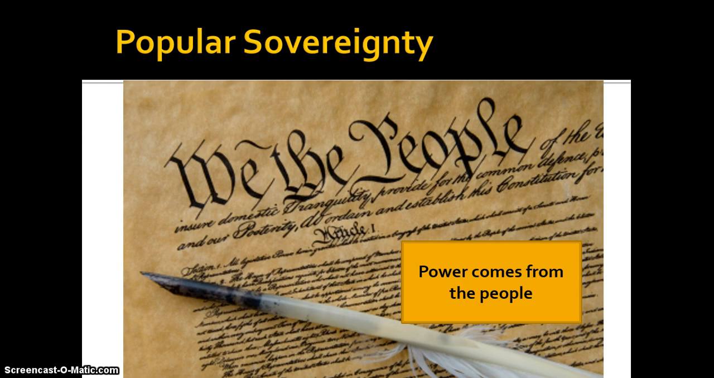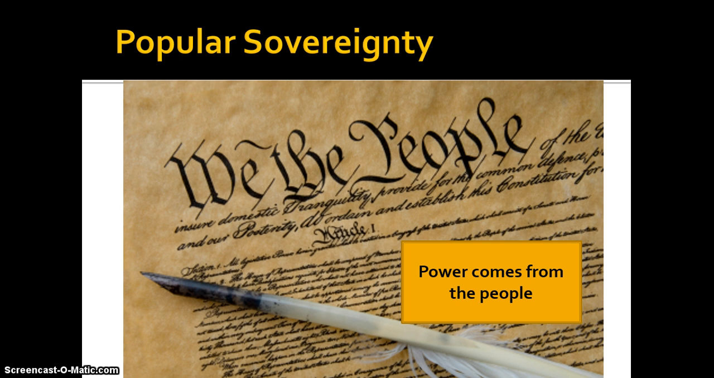Popular sovereignty. Popular sovereignty means power comes from the people. And this is important with the Founding Fathers, so that government power has to come from the people. This means that the people, by abiding by the laws in the Constitution of the United States, give their power over to the government so that the government can help all of us out.